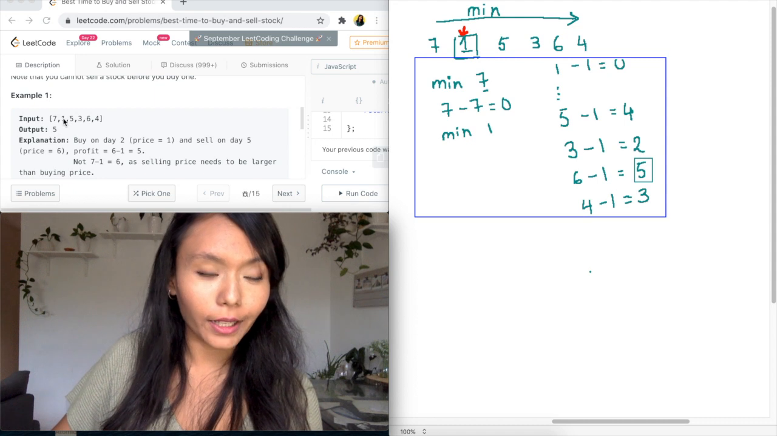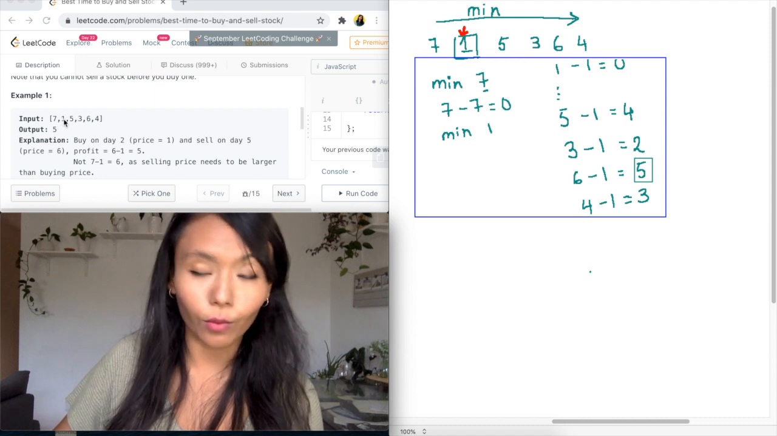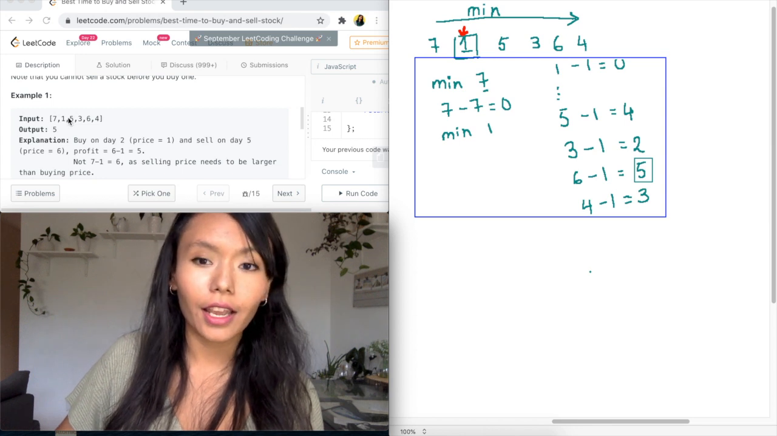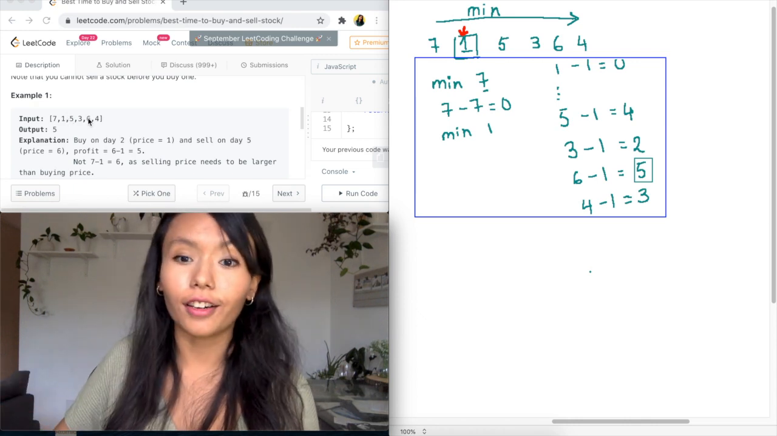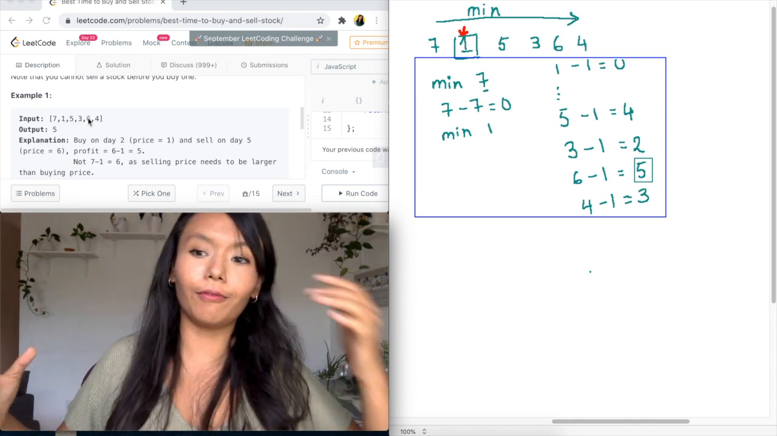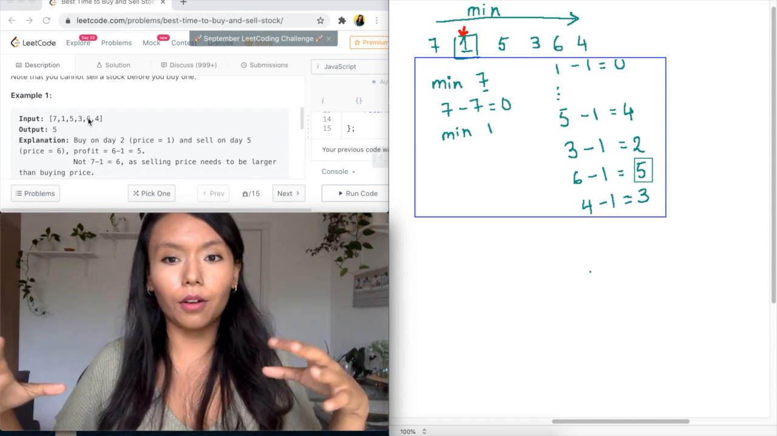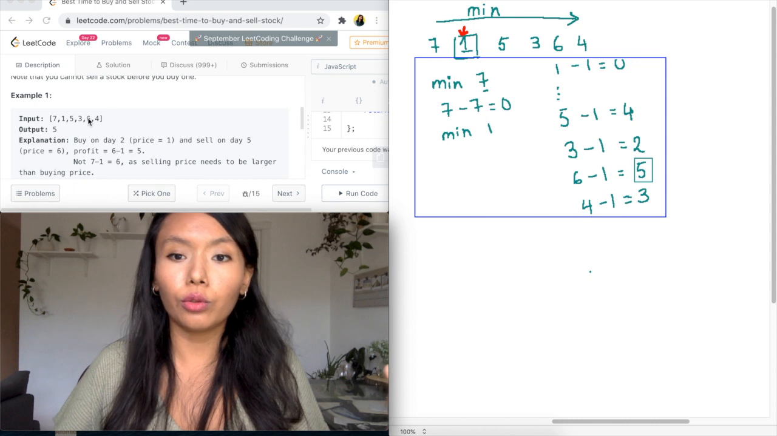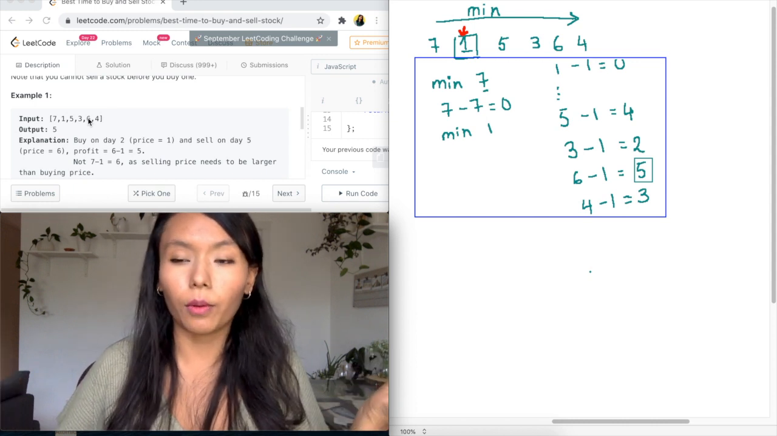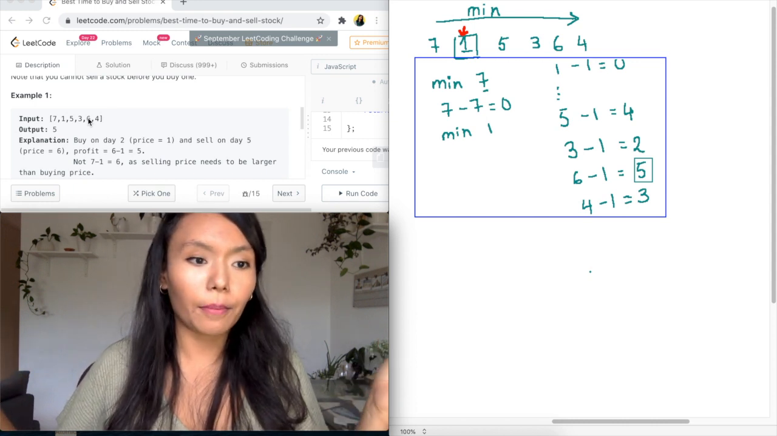So we can see here that the minimum price is one. So this is the day we want to purchase. And then the day we sell is the maximum price after that day, right? So with this new idea, we can think of this problem in a different way. And maybe we don't need to use two nested for loops to solve this problem in a brute force manner.